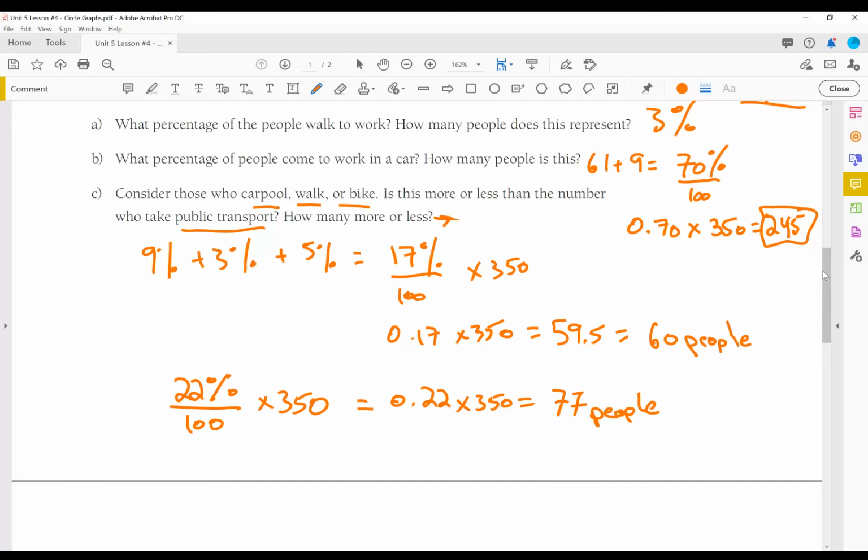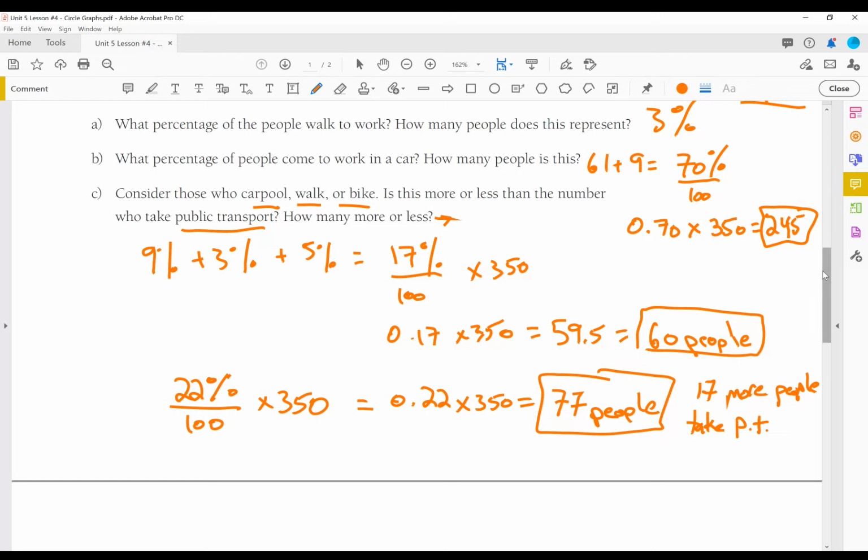So how many more or less people, the question asked? Well, the number of people who carpool, walk, or bike is 17 less than the number who take public transport. Because I have 60 people who walk, carpool, or bike, and I have 77 people who take public transit. So you could say 17 more people take public transit. Okay, I hope that makes sense. I've got one more example for you in another video.